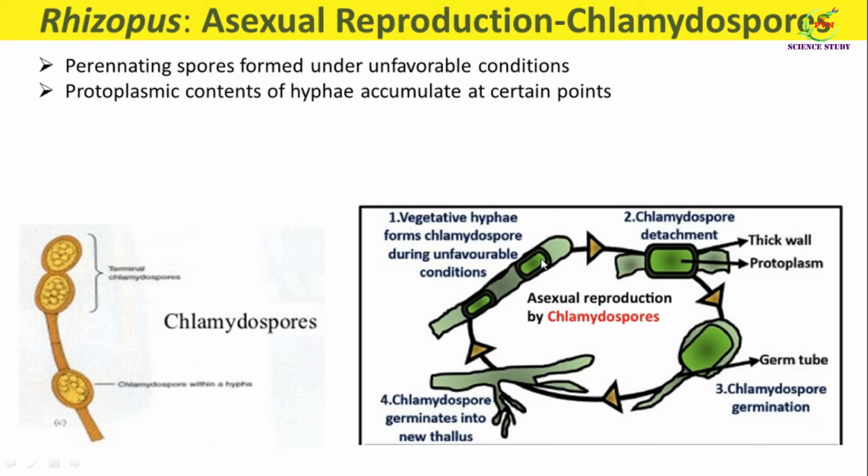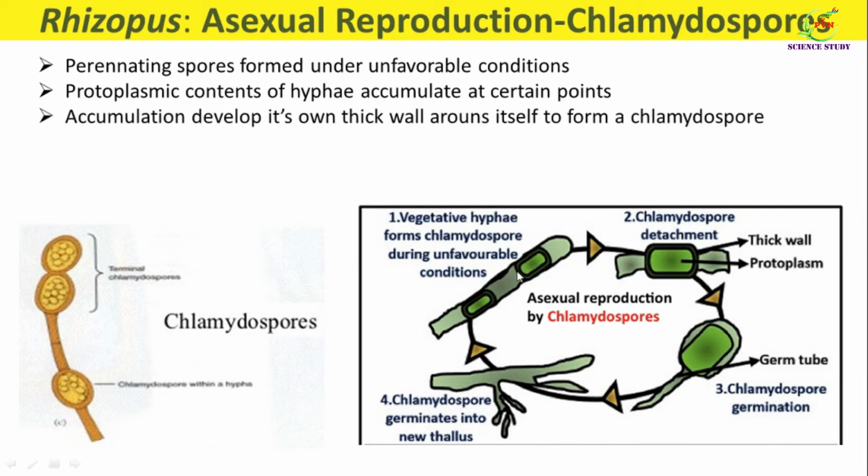The portion between these points remains empty. So this is one chlamydospore, this is the second chlamydospore, and this is the portion between two chlamydospores which remains empty. As you can observe here, each accumulation develops its own thick wall around itself to become chlamydospores. Chlamydospores are intercalary and they are thick-walled. Terminal chlamydospores means they are present at the end of the hyphae.